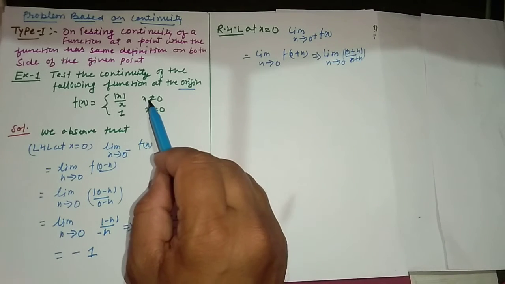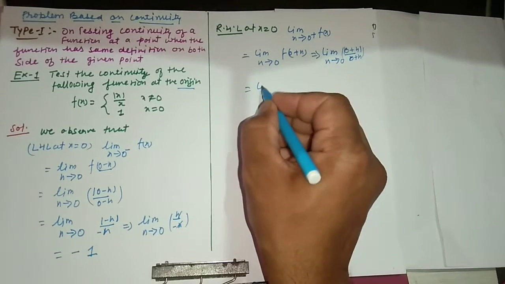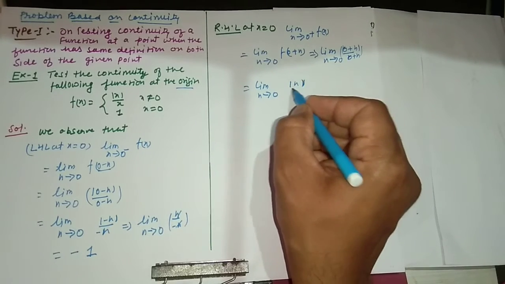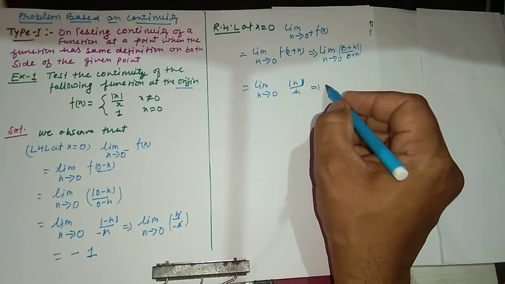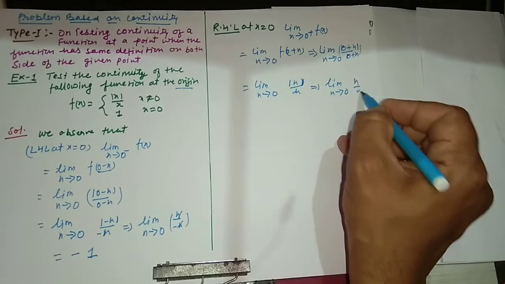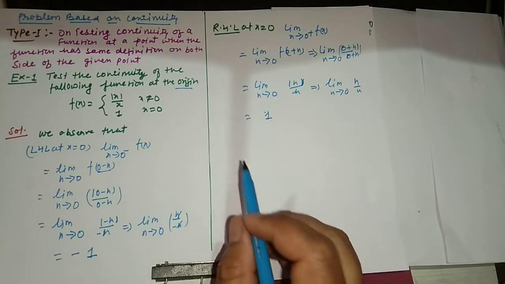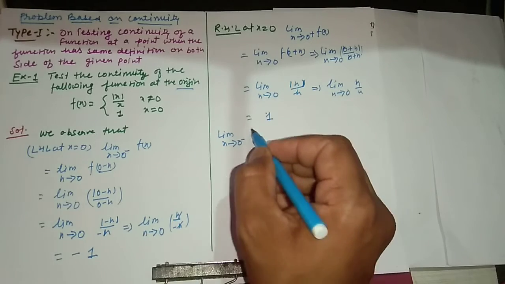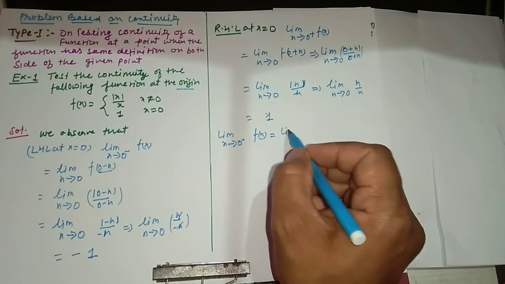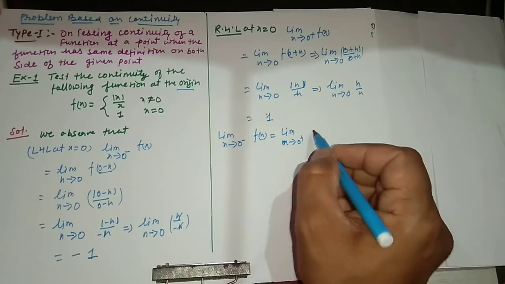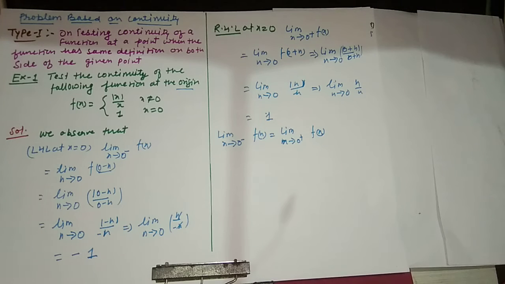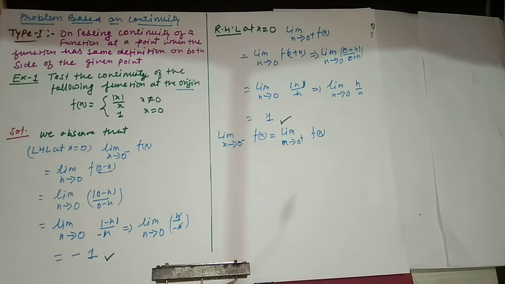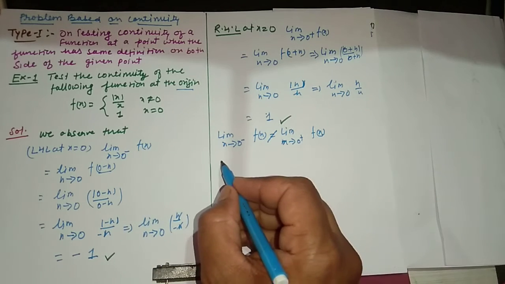Which function should we use? For greater than and less than 0, the same function we use. Limit h tends to 0, so we can write it as modulus of h upon h. Further it can be written as limit h tends to 0 of h upon h. So finally what do we get? 1. So clearly you can see limit as x tends to 0 minus f(x) is not equal to limit as x tends to 0 plus f(x), having different values. The left hand limit is minus 1 and the right hand limit is plus 1. So these are not equal, so the limit does not exist.